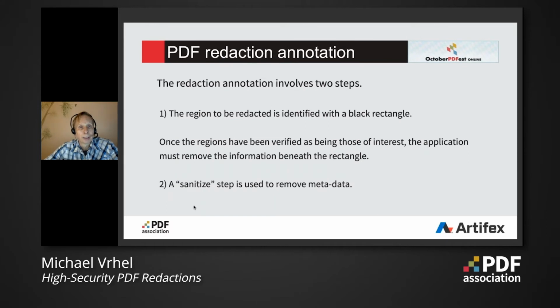So let's look a little bit at the standard PDF redaction process. Typically, it involves a couple steps. Usually a region to be redacted is identified with a black rectangle or some type of rectangle. And then once those regions have been verified as being of interest, the application has to remove that information underneath the rectangle. Some applications have an additional sanitize step that's used to remove metadata and/or possibly hidden information that might be in the document.